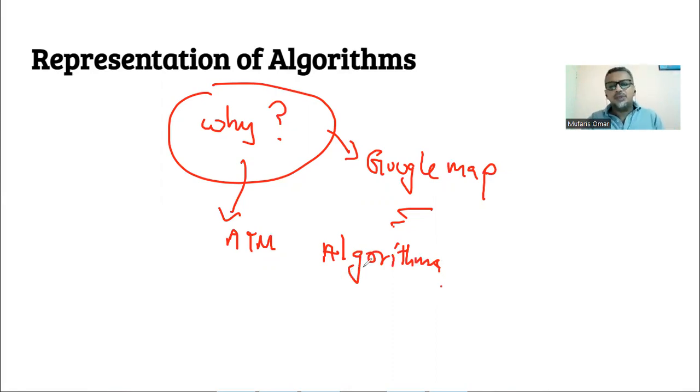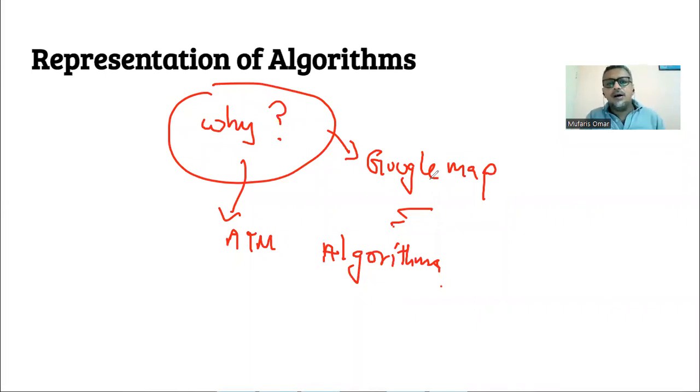Because this word, I think, emerged from an Arabic or Persian word. Algorithm is very close to al-Khwarizmi or something. I can't remember that, right?